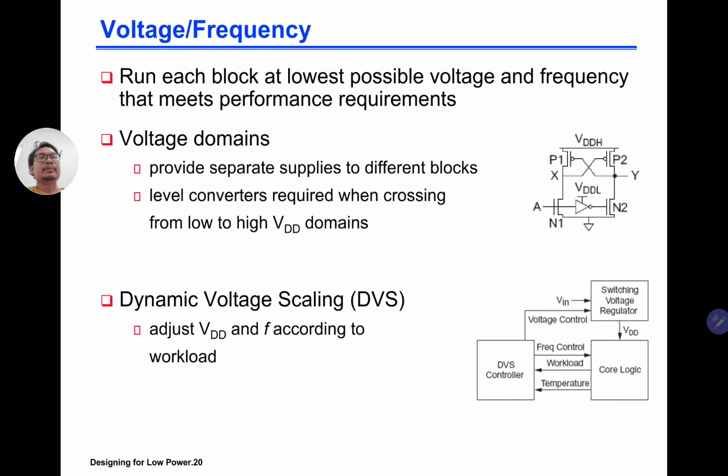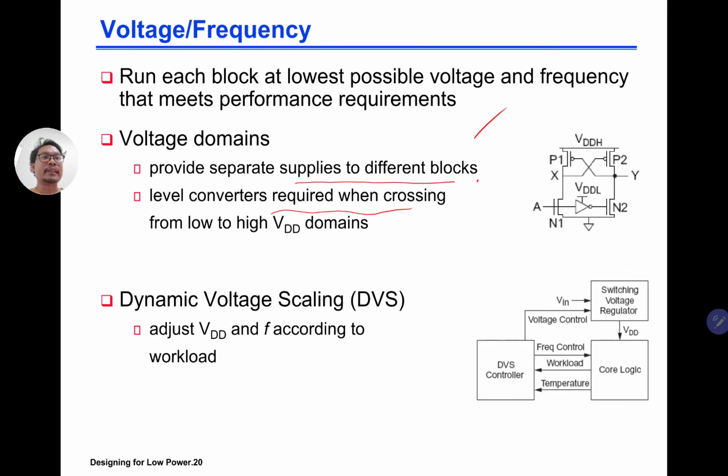Voltage and frequency: run each block at the lowest possible voltage and frequency that meets the performance requirements. Voltage domains and dynamic voltage scaling are quite relevant methods today, where we usually have multiple domains of voltage and frequency. Some parts of the chip run at a different VDD than other parts. You provide separate supplies to different blocks, and level converters are required when crossing from low to high VDD domains. So there is a challenge when designing with different voltage and frequency domains.